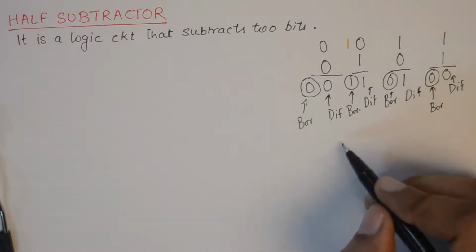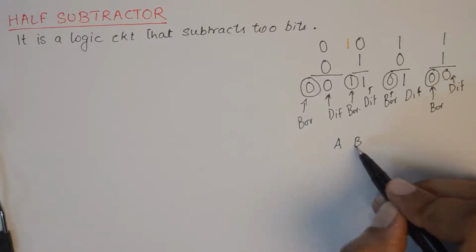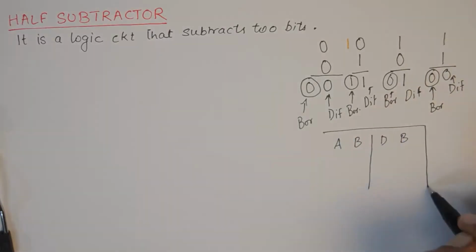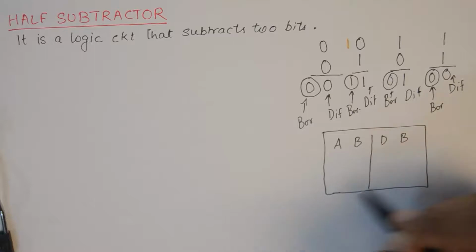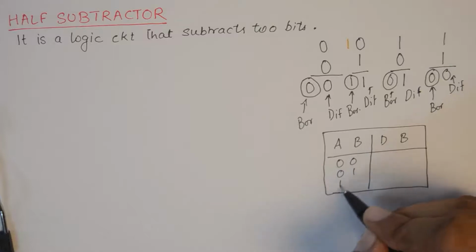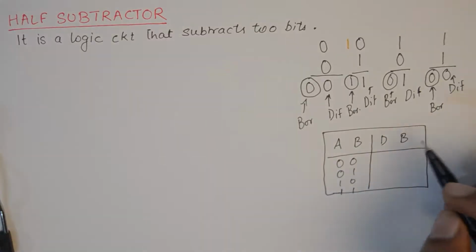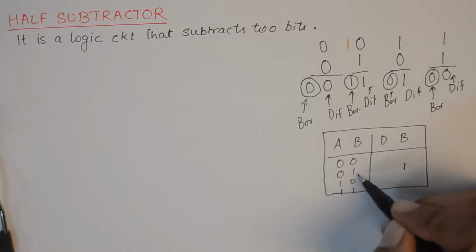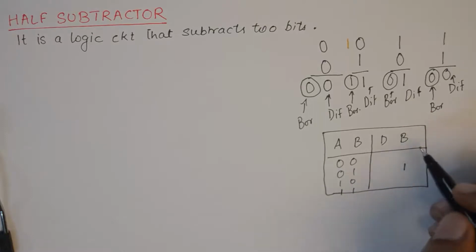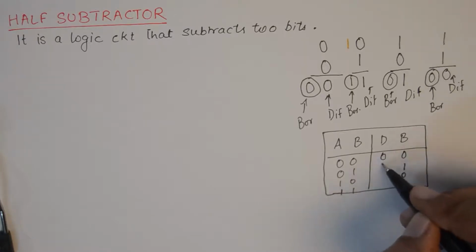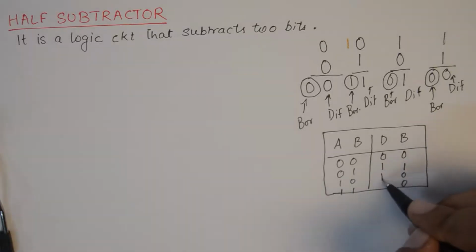So if we were to draw the truth table out of it, we could assume two inputs, then difference and borrow, and we'll assume that B is being subtracted from A. So we'll have four cases: 00, 01, 10 and 11. And in all these four cases we know that borrow is only taken when a 1 is subtracted from 0, and in the rest of the cases the borrow is 0 and the difference is 0 here and a 1 here and a 1 here and a 0 here.